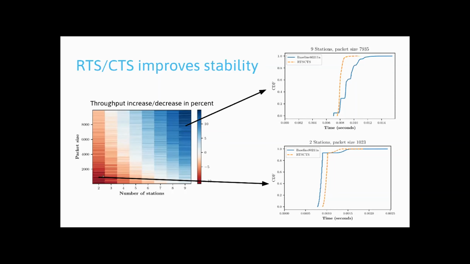But then in the other case down here, we have only 2 stations and very small packets. And then you can see that the total throughput of the Wi-Fi link decreases by about 8–9%. And over on the right side, you can see the latency CDFs of the 2 cases. So blue is the baseline Wi-Fi without RTS-CTS, and then the yellow is with RTS-CTS enabled. And the average latency is higher in the RTS-CTS case because of the added overhead, but the worst case latency is actually smaller in this case.